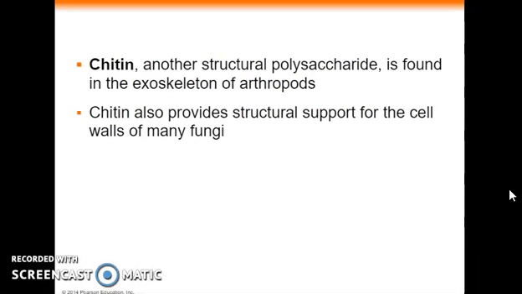Another important structural polysaccharide is chitin. Found in the exoskeletons of arthropods like insects, spiders, and crustaceans, chitin is similar to cellulose, only it has a nitrogen-containing appendage on each glucose monomer. Pure chitin is leathery, but can be hardened by the addition of calcium carbonate. Chitin also provides structural support for the cell walls of many fungi.